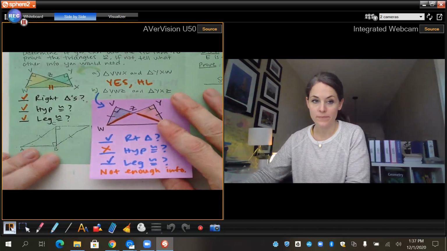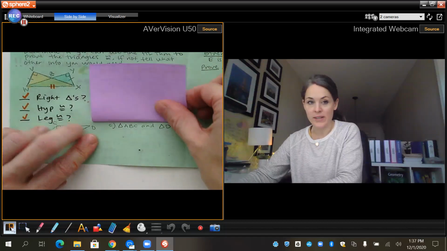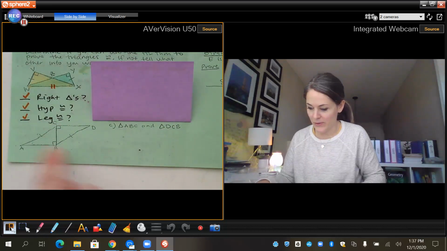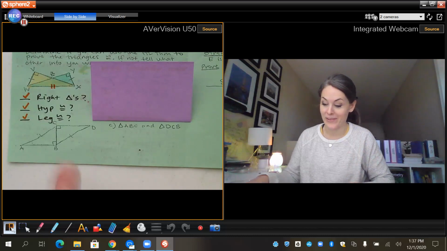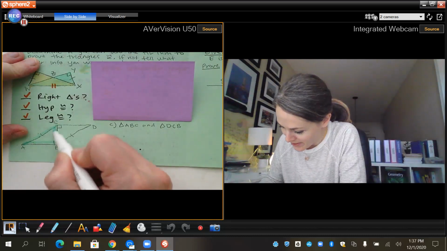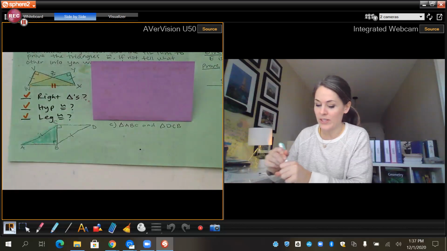Okay. All right, last one here. I'm just going to fold this up. Okay, triangle ABC. Ooh, that was rough. I was having a rough day when I drew that picture. Okay, so I'm trying to prove this triangle right here congruent to the one next to it.